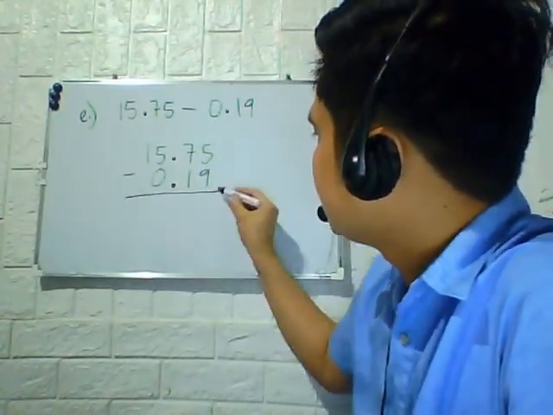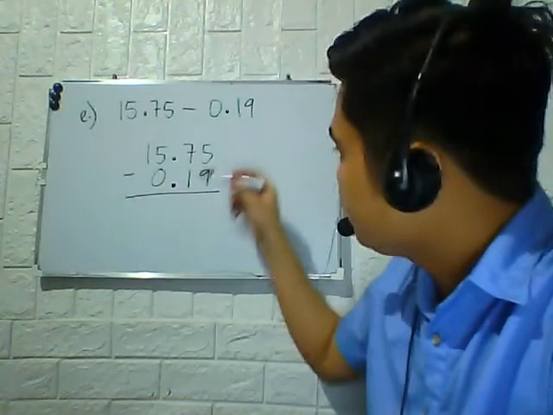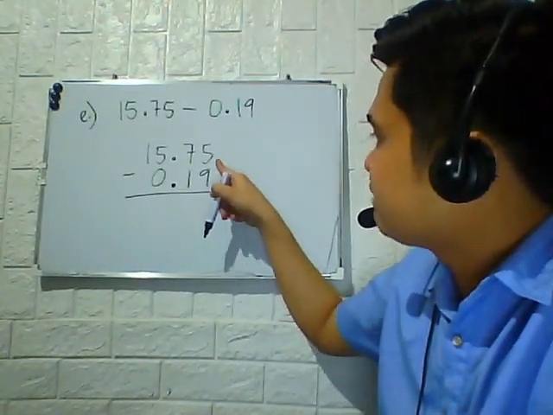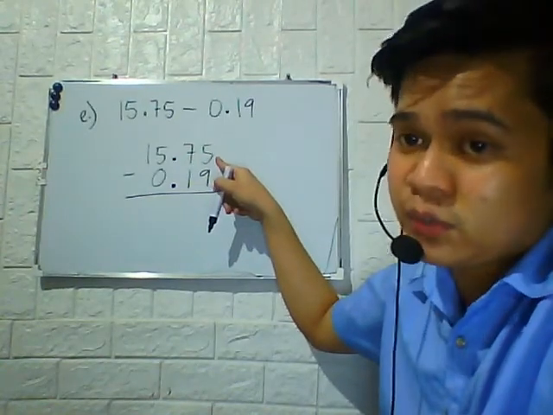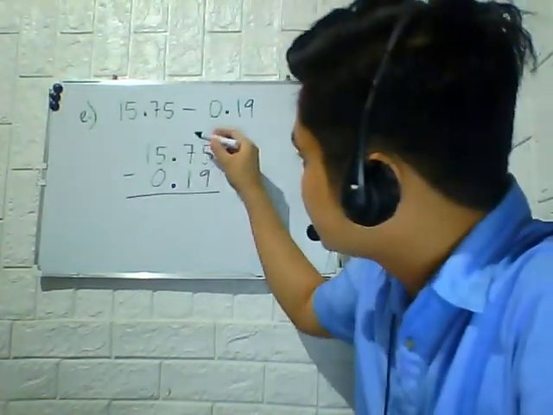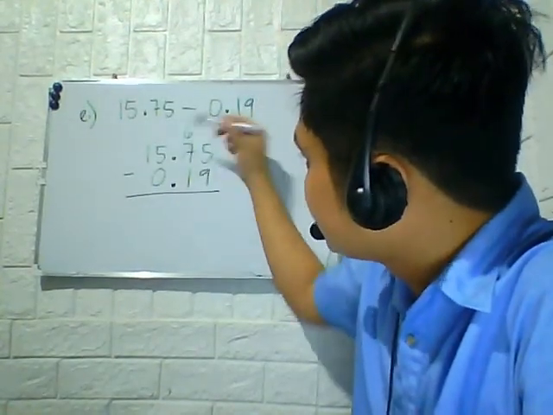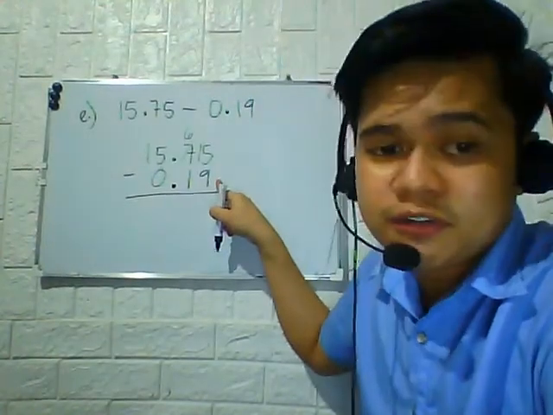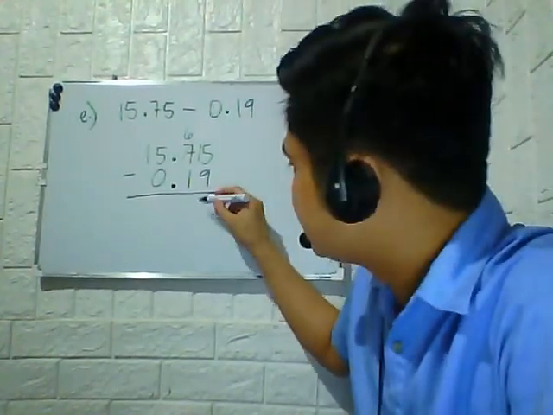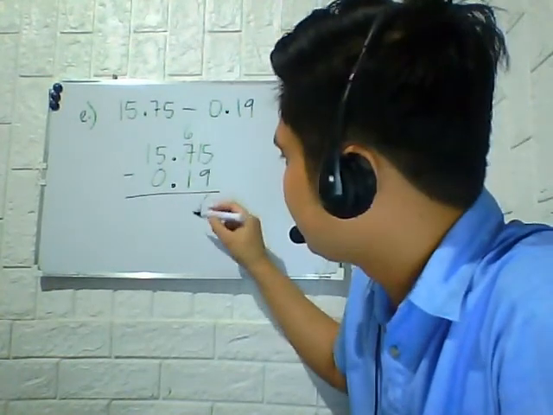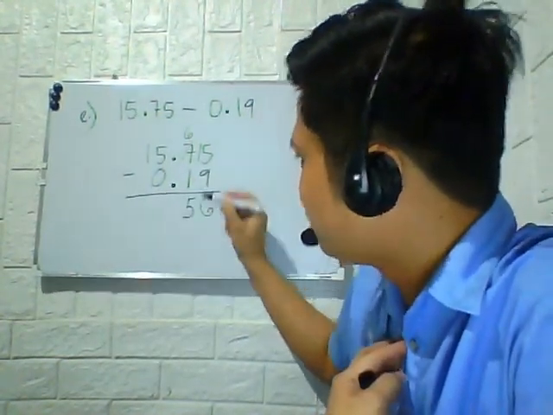And now let's do the subtraction. Can we subtract 9 from 5? 5 is smaller, so we can't do that. We need to borrow 1 first from the next digit, which is 7. And 7 now becomes 6. 5 now becomes 15. 15 minus 9 will give us 6. 6 minus 1, no problem. We can proceed with that. That's going to be 5.